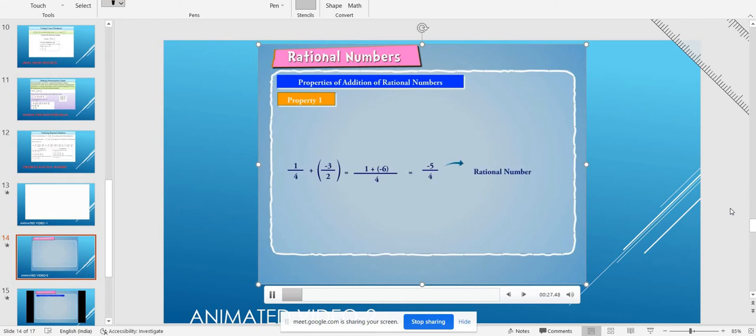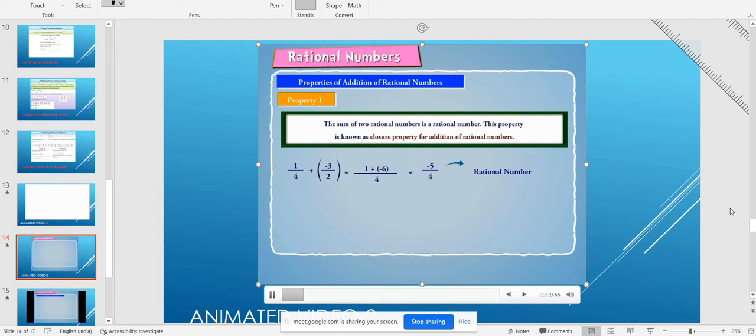Hence, we can say that the sum of two rational numbers is a rational number. This property is known as closure property for addition of rational numbers. Thus, if a and b are any two rational numbers, then a plus b is also a rational number.